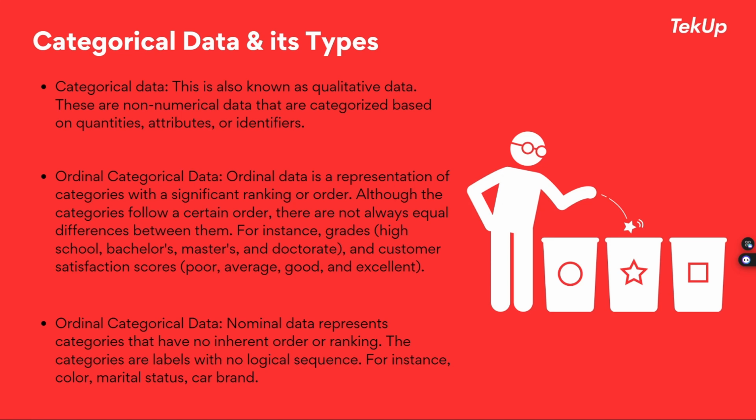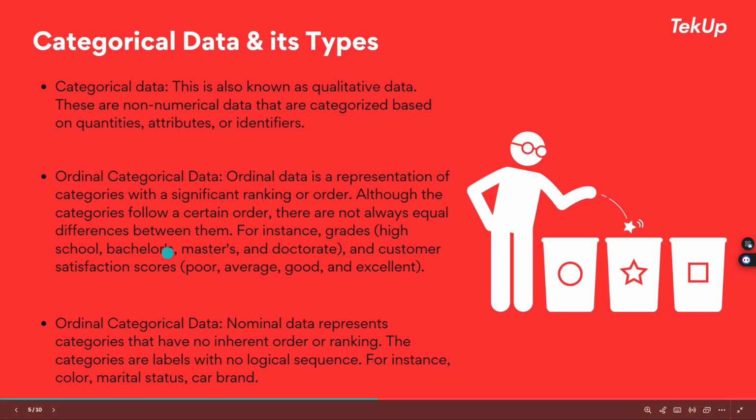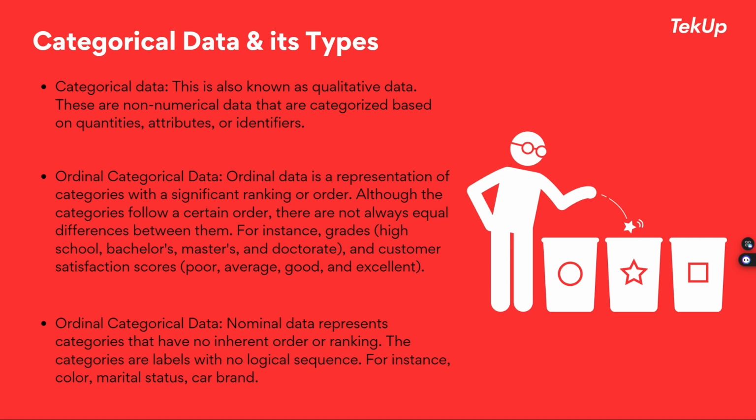Let's say, for example, we have color, marital status, or car brand. Color, where we have fair, dark, brown skin color, chocolate color, and the rest of them. Marital status, where we have single, married. For car brands, we have Pagani, Toyota, Benz, BMW, Highlander, and the rest of them. Okay, so this is what nominal categorical data is talking about.